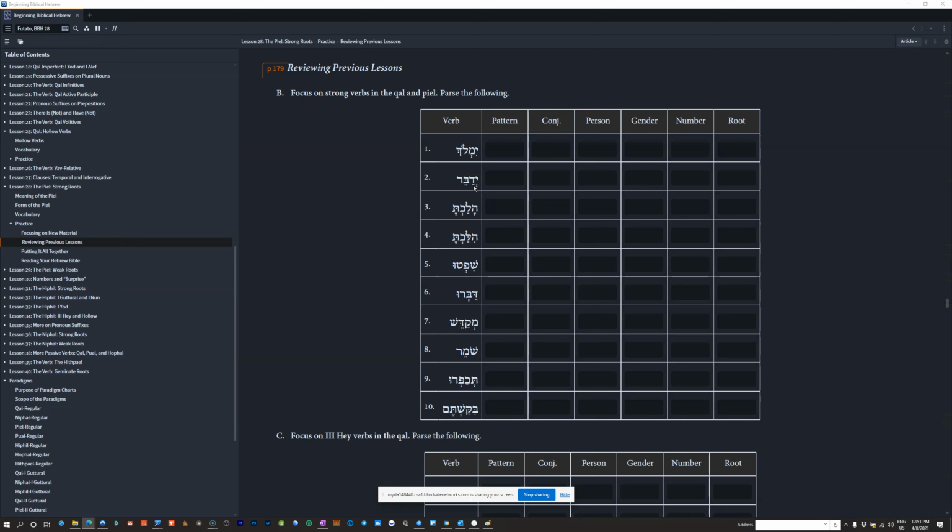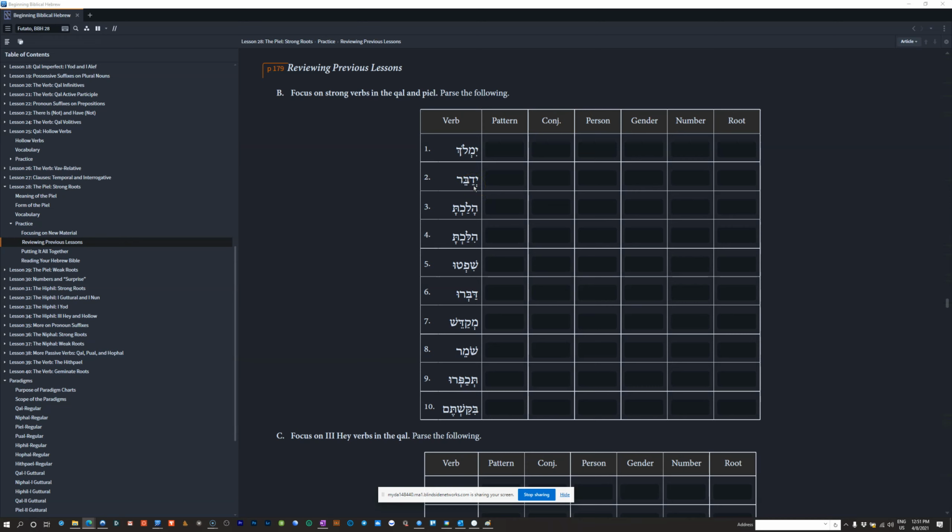Number seven, I've got a mem shewa. That tells me right away I've got a PL participle. I have no suffix, so it's going to be masculine singular from Qof Dalet Shin. Number eight, I have a holem R1 vowel and a tsere R2 vowel. That tells me I've got a Qal active participle. No suffix indicates 3MS. Number nine, I've got a tav prefix with a shewa prefix vowel. That tells me right away that I've got a PL imperfect.